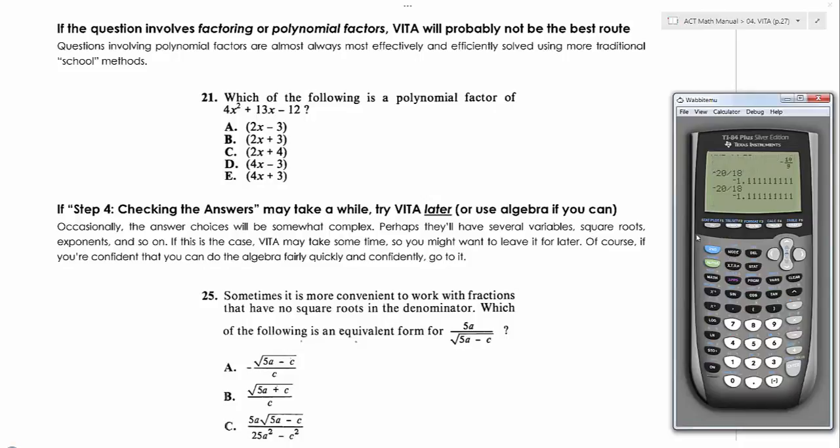So the best thing to do is to know how to deal with factors of quadratics and cubics and so forth. In number 21, I will tell you, if you try Vieta's, you most likely will not be able to get this one correct. So how do we factor quadratics?